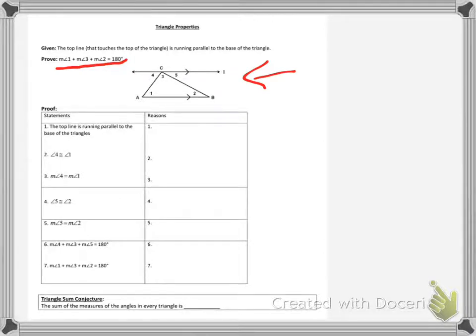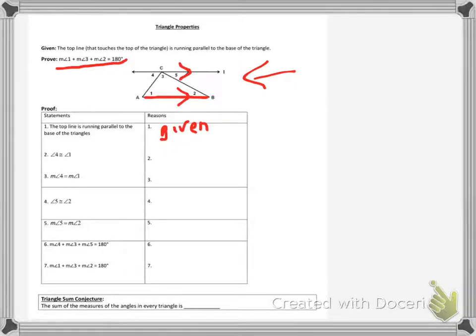You also see that this top line is parallel to line segment AB. This little arrow mark like that means that they are parallel. So that's the first thing we're told, is that the top line is parallel to the bottom line segment. That is our given statement.